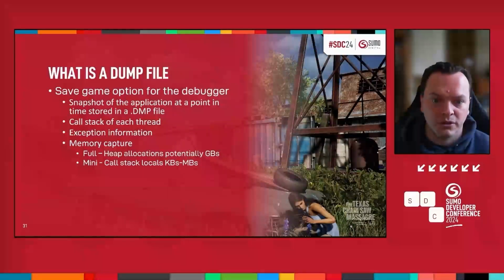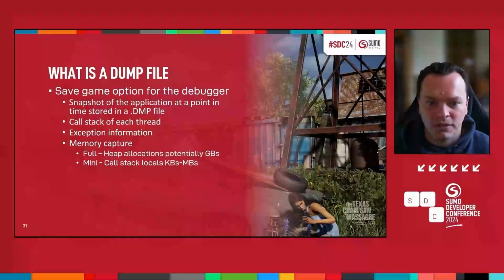And another approach to remote debugging is to use a dump file. So what is a dump file? Well, if you don't have the luxury of being able to remote debug, think of them as a save game for the debugger. They're a snapshot of an application at a point in time. It will contain the call stack of each thread, a record of any execution information, and a memory capture. A full dump will contain the heap allocations and could potentially be many gigabytes in size, or a mini dump, which only contains local stack variables, should be just a few kilobytes to megabytes.